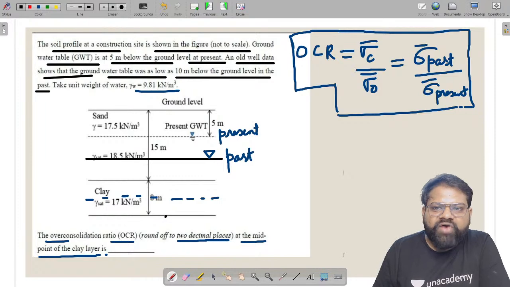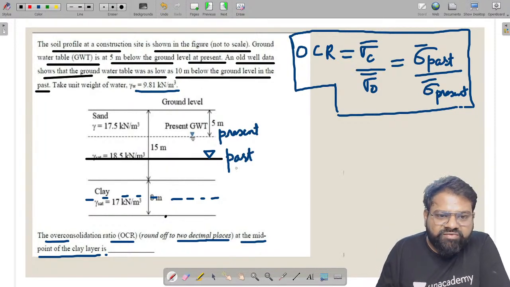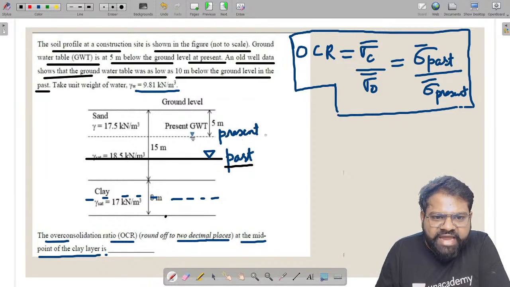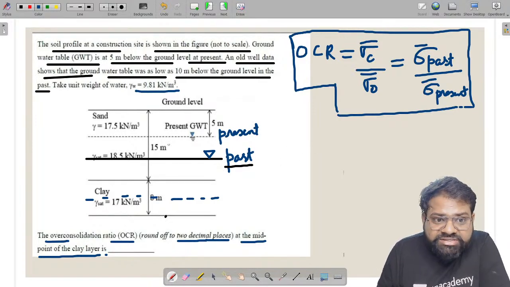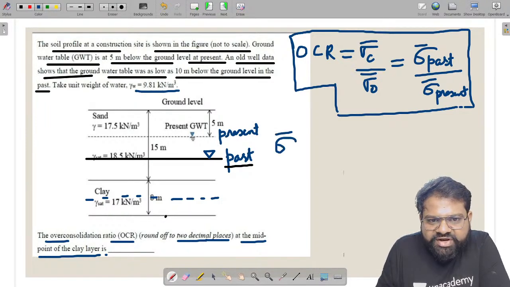So you need to find the past effective stress when the water table is here, and you need to find the effective stress at this present condition. How do you find it? When the water table is here, the soil above it is partially saturated. So you have to determine the effective stress in the past.